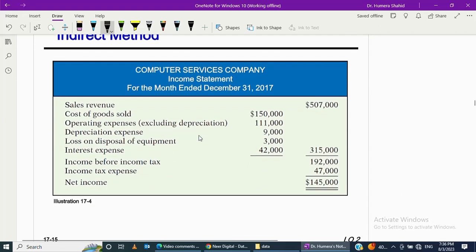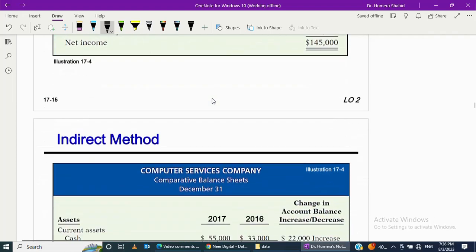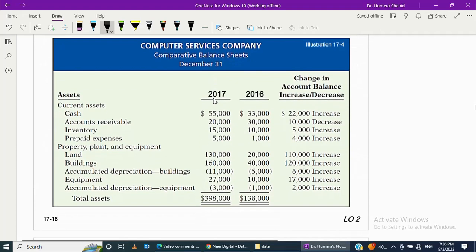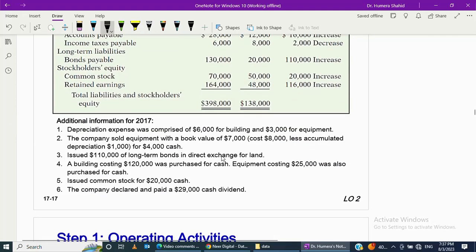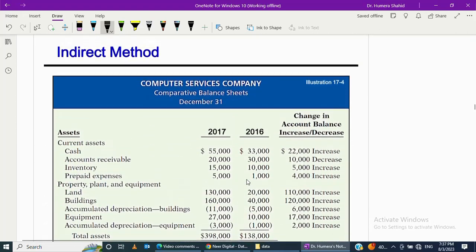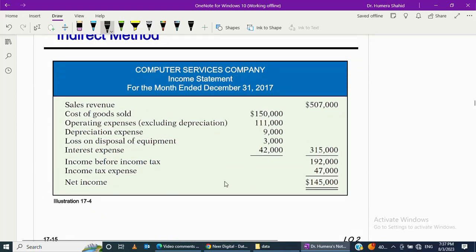So in order to prepare the cash flow statement with the help of the indirect method, we have the income statement and we also have the comparative balance sheet. Can you see 2016 and 17? And we have additional information with us, right? Let's read it out, so I will not come back again and again to this slide. I'll just explain it, and then I expect everyone, while listening, to have this balance sheet and income statement with you for comparison purposes.